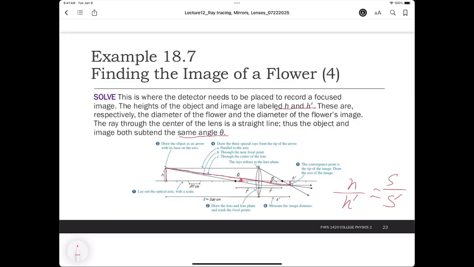Yes, here it has the same angle, it's the same. So this one and this one and this one and this one should have the same ratio. Yeah, so we have this equation.